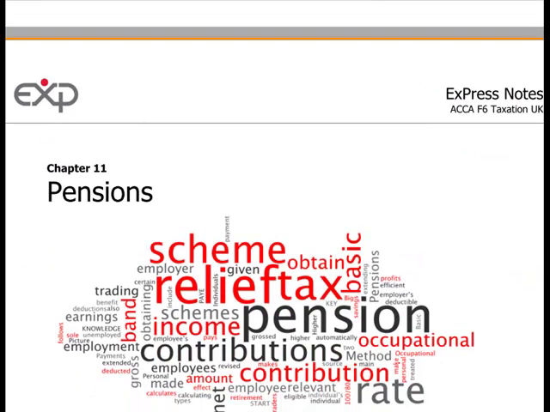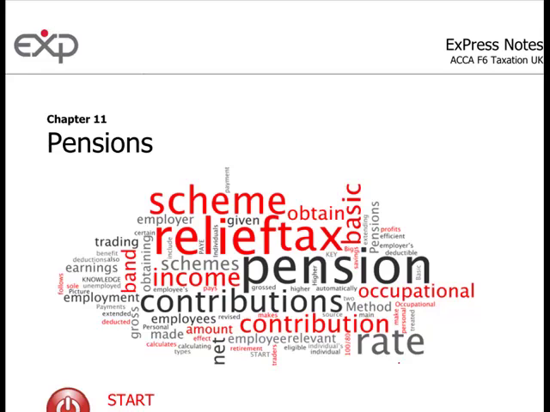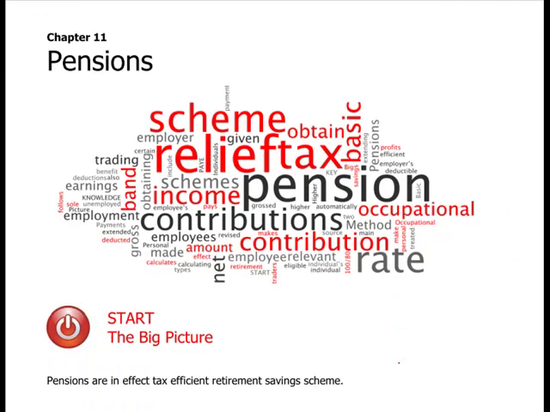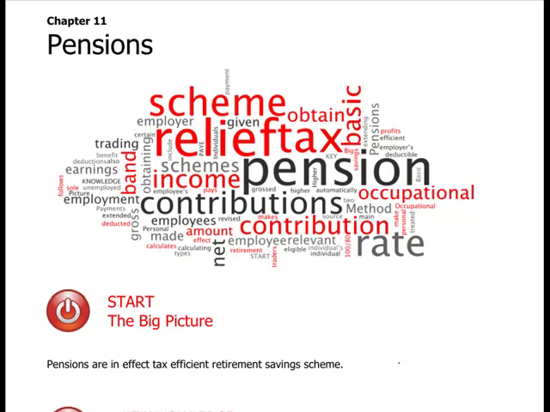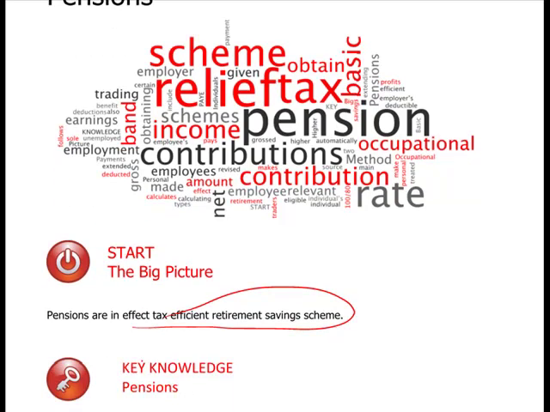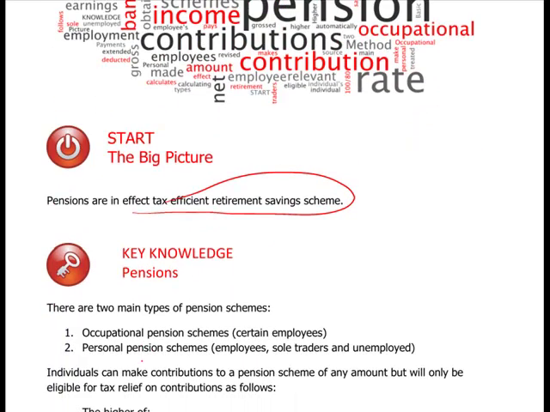So chapter 11 is pensions, another short, sweet chapter. What are pensions? Well, it's an efficient tax saving retirement scheme. You put money aside and you get tax relief going in. Clearly when you earn the money as a pensioner, you get taxed as it gets paid out.